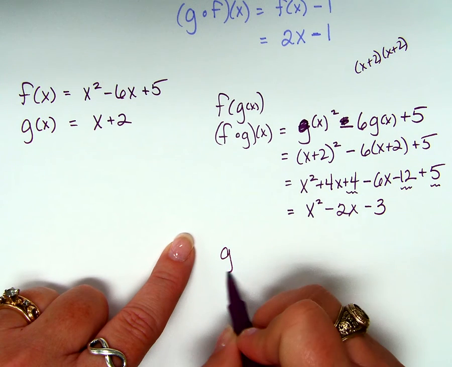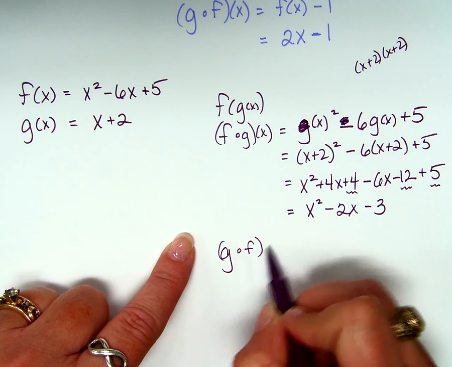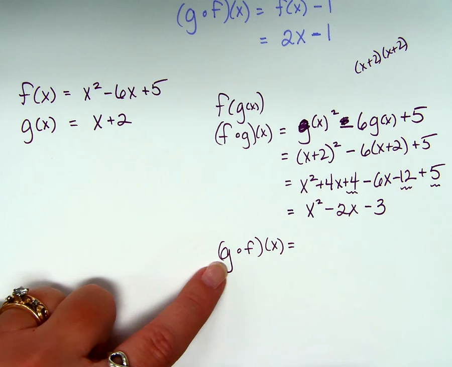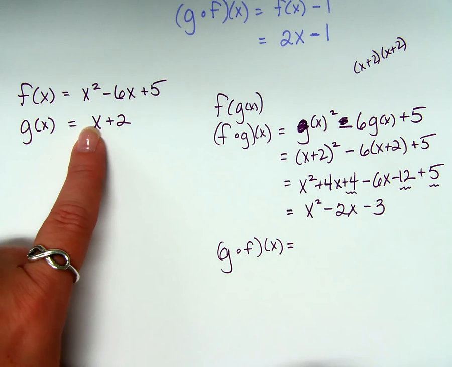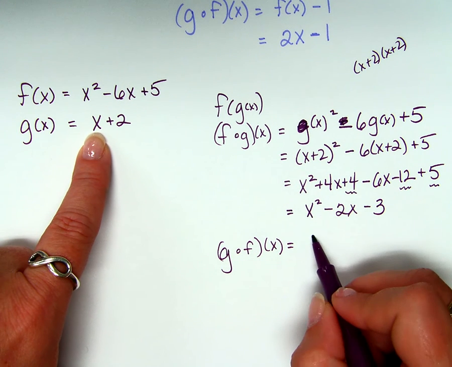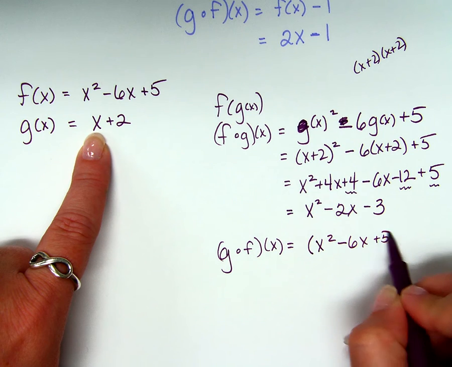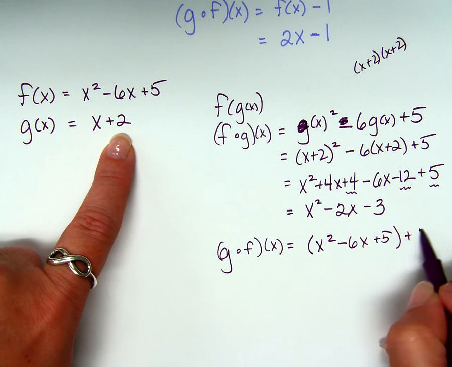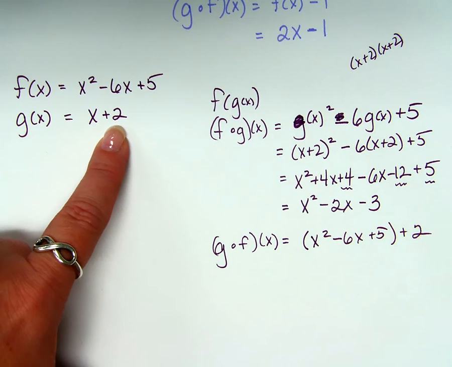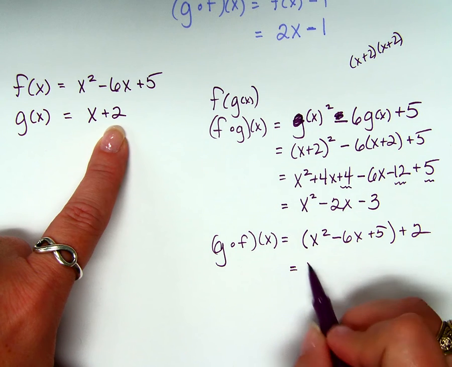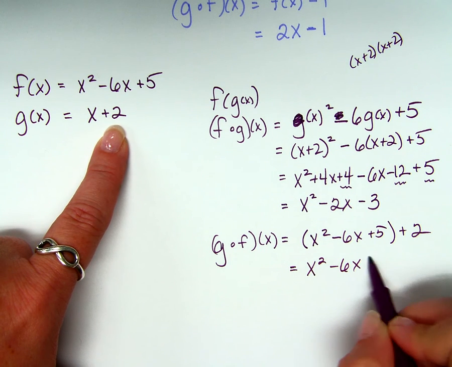What is g of f of x? Well, I start writing g. Anywhere there's a g, I put in an f of x. Well, f of x is x squared minus 6x plus 5, plus 2. So that one's way easier, isn't it? x squared minus 6x plus 7.